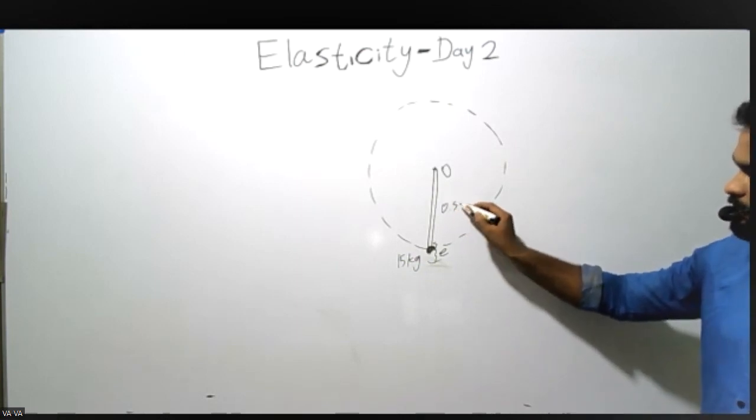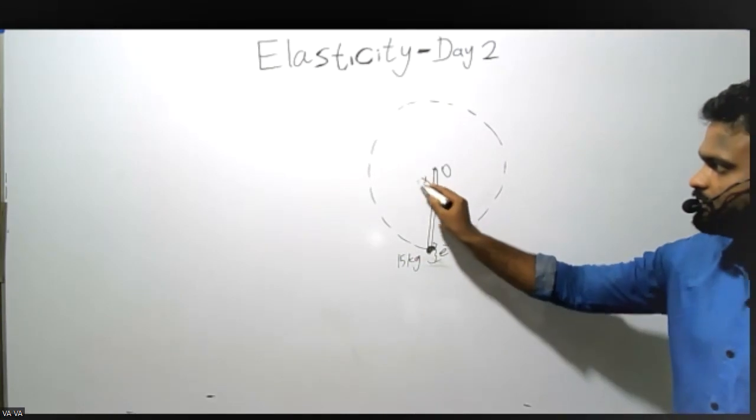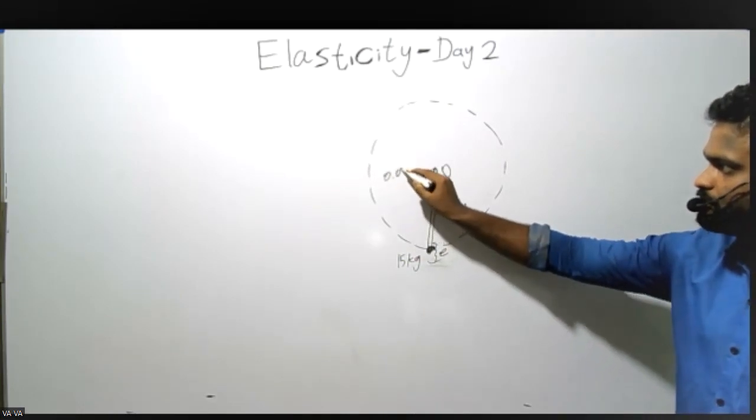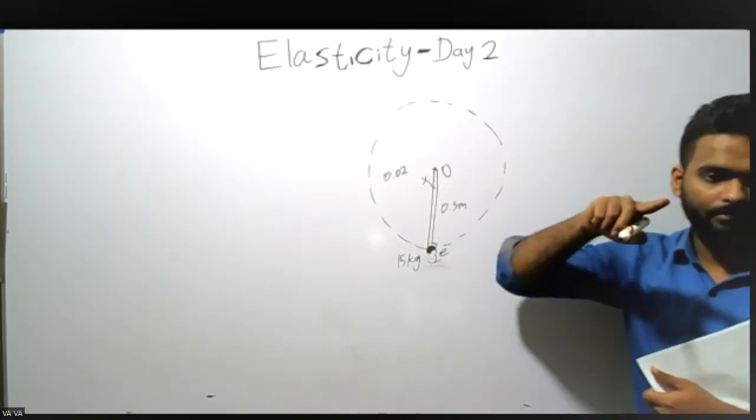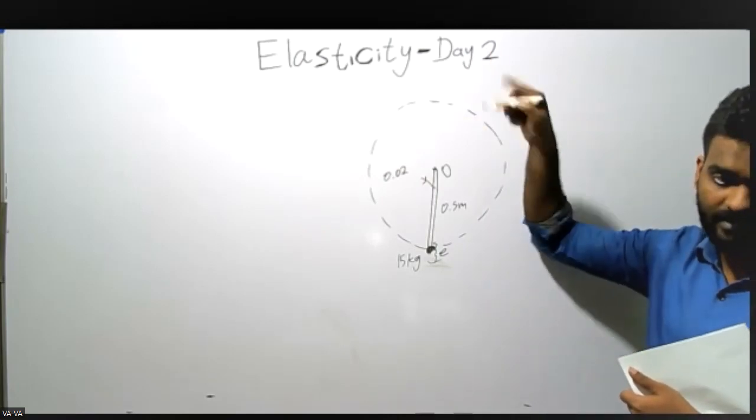Length is 0.5 meters. Cross-sectional area 0.02 square centimeters, that is 10 to the power minus 2, minus 4, because it's squared.